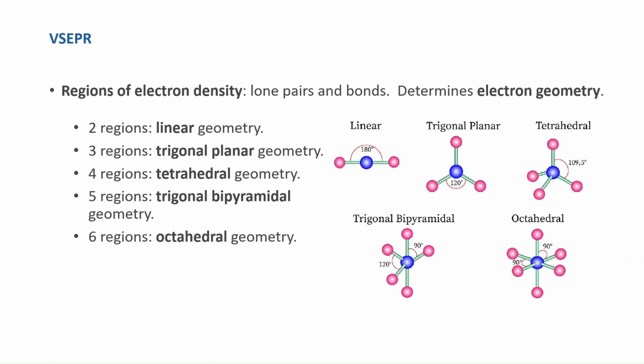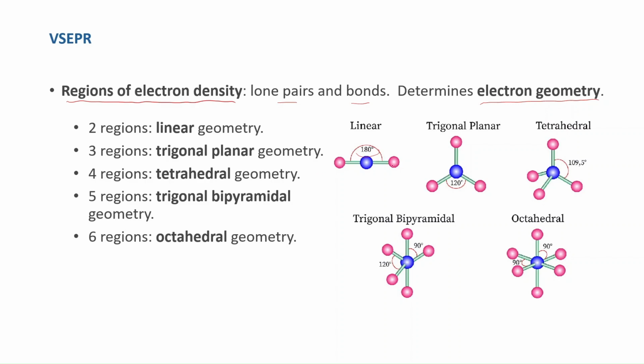We are going to be talking about regions of electron density, and some books will call them different things, but that includes lone pairs and bonds. And that determines a type of geometry, the electron geometry. We're also going to be talking about molecular geometry. But you can have two regions, and when you have two regions like that, the geometry is linear, because that's when they're as far apart as they can be. And notice the angle is 180 degrees, because it's a straight line.